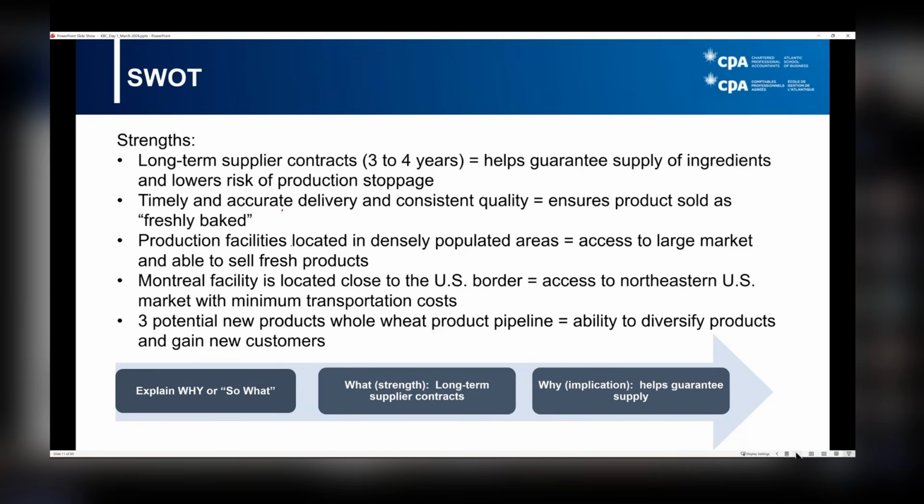Some of the other strengths were timely and accurate delivery and consistent quality. Their production facilities were located in densely populated areas. The Montreal facility is located close to the US border. And there were 3 potential new products when it came to the whole wheat product pipeline.